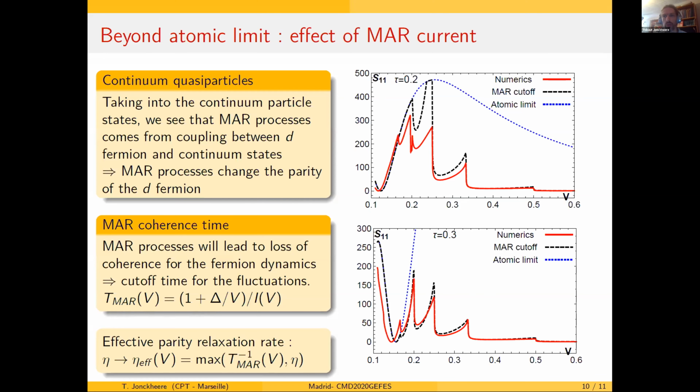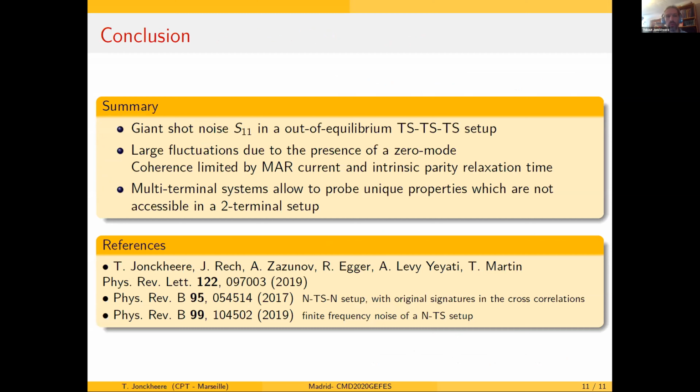Cool. So I need to conclude. My main message is to show that as soon as you take a very simple system with 3 topological superconductors coupled out of equilibrium, you get a shot noise which is really huge, several orders of magnitude larger than what you get in a 2-terminal setup. And this is really surprising, and new, and interesting. And I've shown also that these large fluctuations are due to the presence of a zero mode, which just results from the fact that we are coupling 3 Majorana bound states.